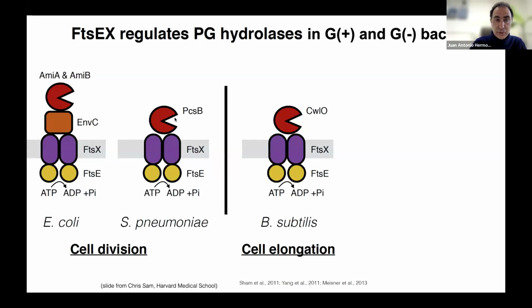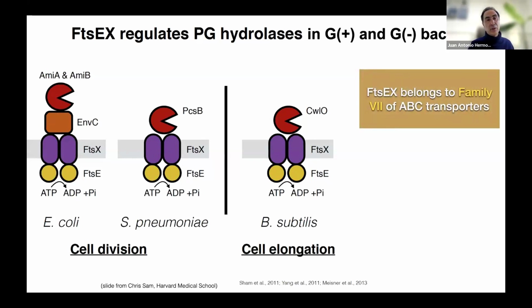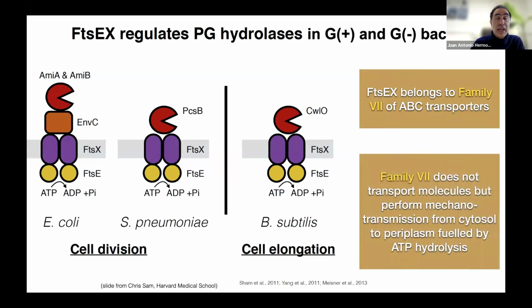In the case of gram-positive bacteria, there is no EnvC protein, and there is a direct connection between FtsX and the lytic protein. So interestingly, these proteins belong to the family 7 of ABC transporters. But contrary to many other ABC transporters, there is no transport of molecules; this system performs mechanotransmission from the cytosol to the periplasm, fueled by ATP hydrolysis.